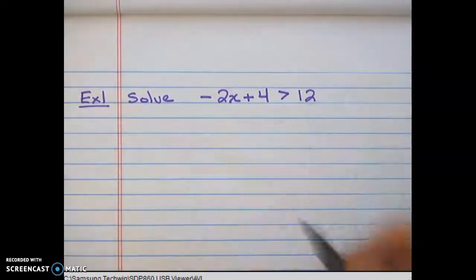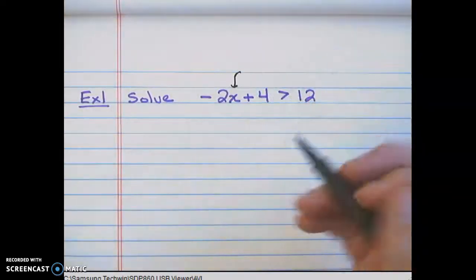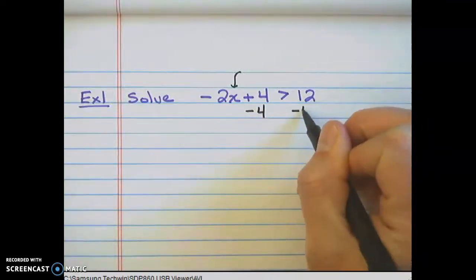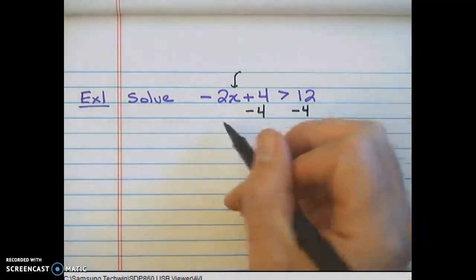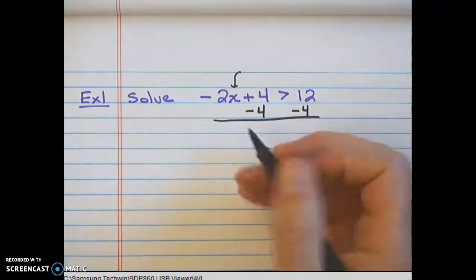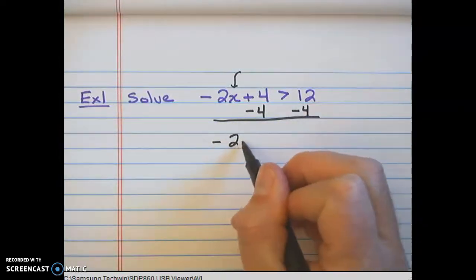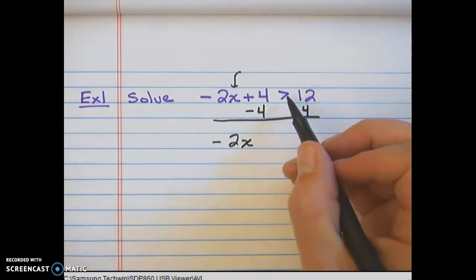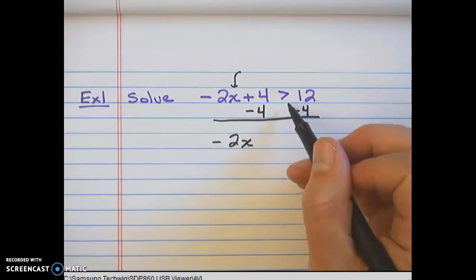Alright, so let's just solve this problem for x. So we still want to get x by itself. We'll still start farthest away and we'll continue our work. So on this step, I'm going to subtract 4 from both sides. Now, one of the things I want you to know is in subtraction, in addition, the inequality isn't going to change. And so you're just going to carry that greater than symbol down.